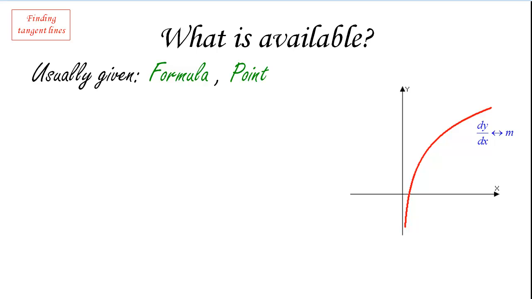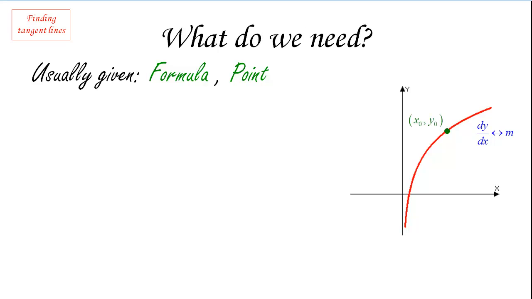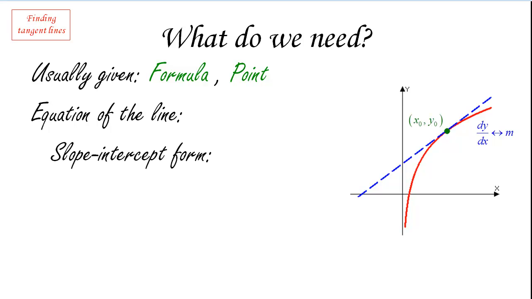And then the other thing that we have to be given is a point. Now this point may be given through both of its coordinates or through some other information which allows us to get the coordinates of the point. Now what do we need on the other hand? Well, remember, what we need to find is the tangent line, right? So how do we get the equation of the tangent line? Well, the most common way of describing a line is through a slope-intercept formula. And this is something of the form y equals mx plus b.